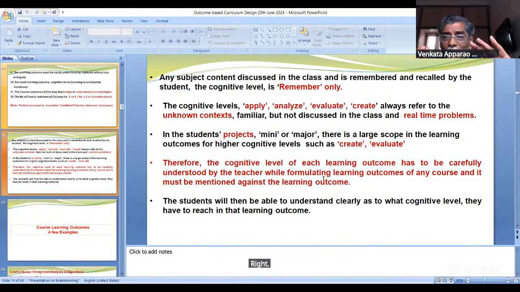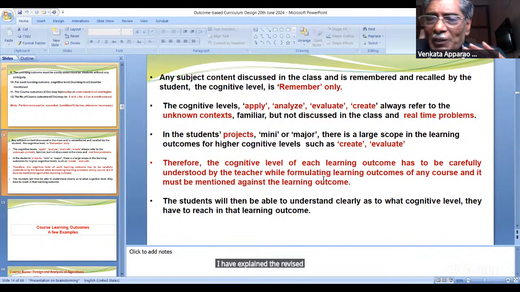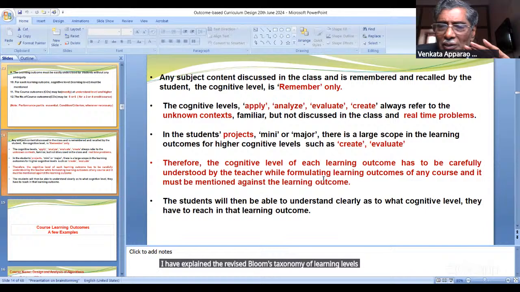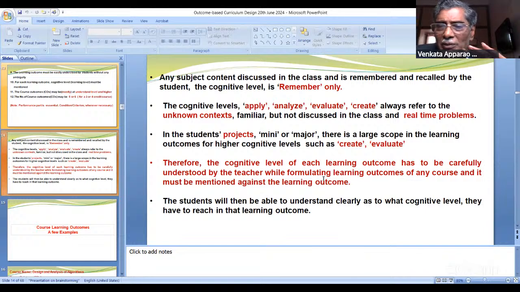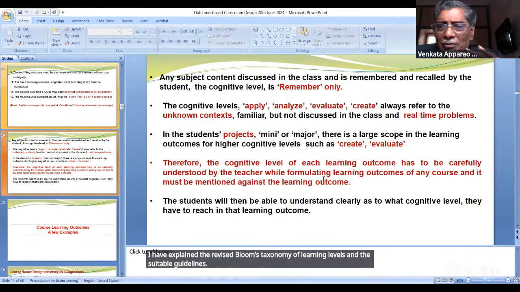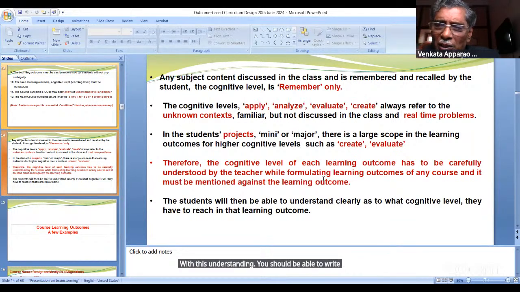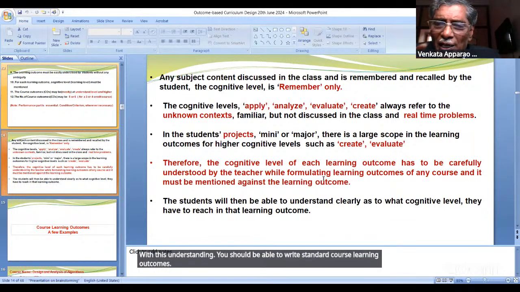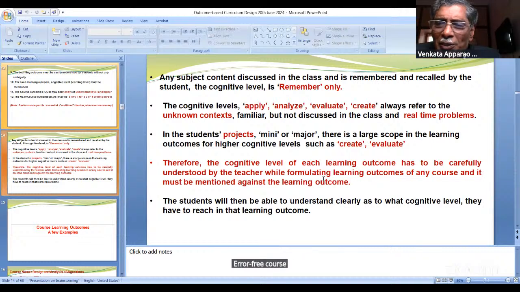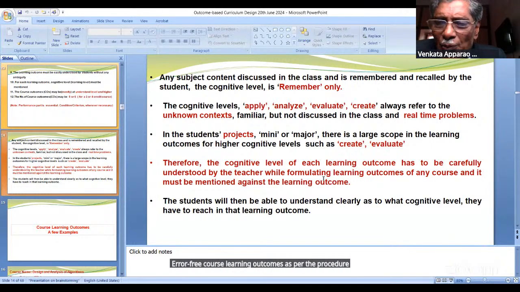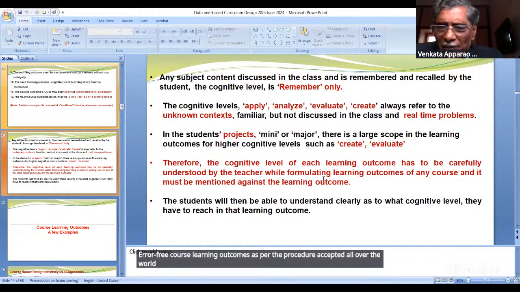So far, I have explained the revised Bloom's taxonomy of learning levels and the suitable guidelines, 12 guidelines to write the learning outcomes. With this understanding, you should be able to write standard course learning outcomes, error-free course learning outcomes as per the procedure accepted all over the world in outcome-based education.